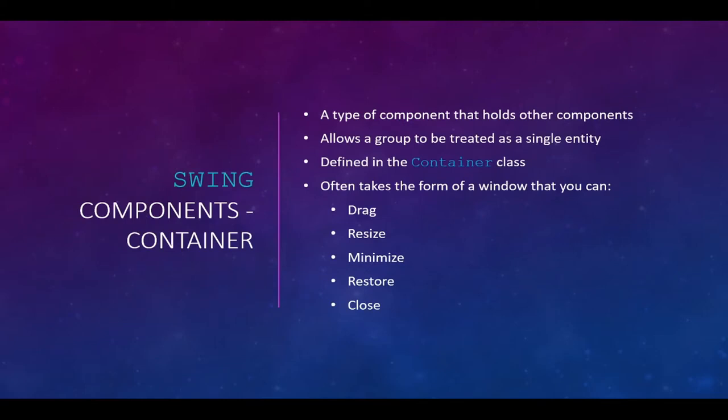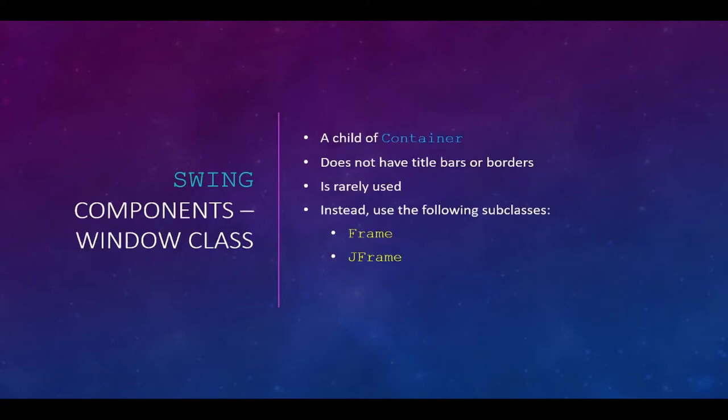Swing components are containers. It is a type of component that's going to hold other components. It also gives the ability to allow a group to be treated as a single entity, such as radio buttons. They are defined in the Container class, and the base often takes the shape of a window, such as our JOptionPane. Within this window, we can do some basic tasks. We can drag, resize, minimize, restore, and close. All of these are already built into that container.